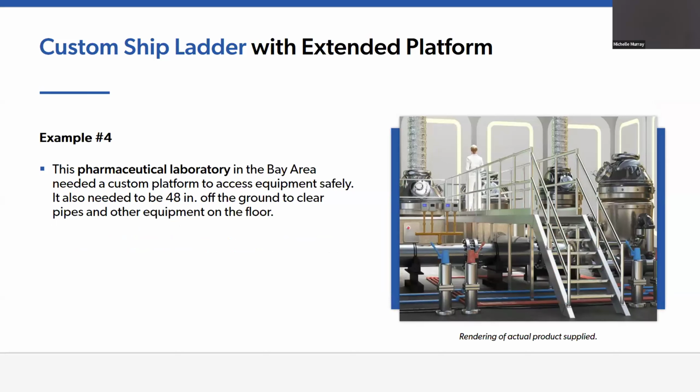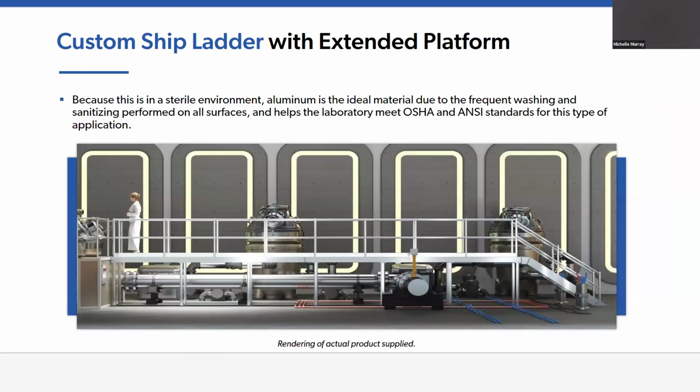Another custom ship ladder with extended platform. This is a pharmaceutical laboratory, and they needed to be 48 inches off the ground to clear pipes and other obstructions on the floor. Because it's a sterile environment, aluminum was the right choice because of frequent washing and sanitizing performed in the facility. This ladder also met all the OSHA and ANSI standards for this application.